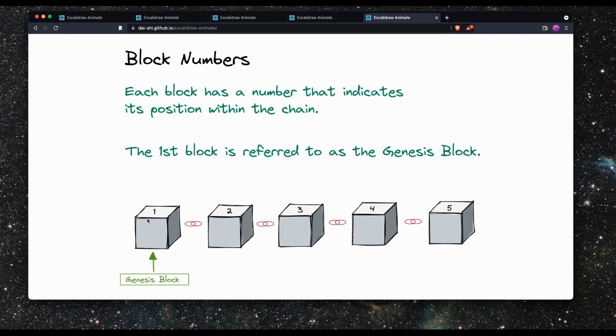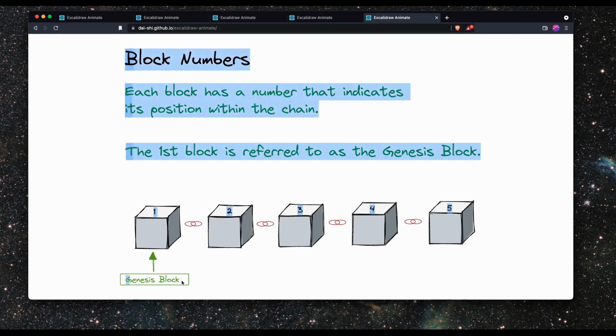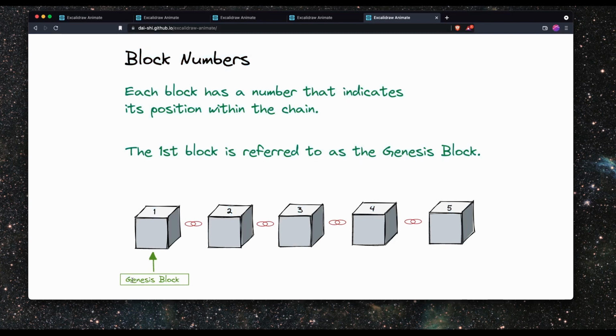One important thing to note about the blocks is that the first block is sometimes referred to as a genesis block. The important property of a genesis block is that it does not have a preceding block. So it does not have a link going back, because this is essentially the tail of the linked list, and therefore it doesn't have any link going back. So that's what I wanted to cover today with block numbers and with the introduction to blockchain.